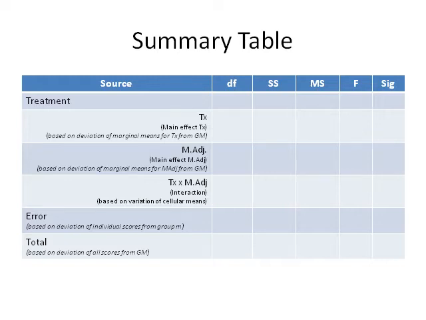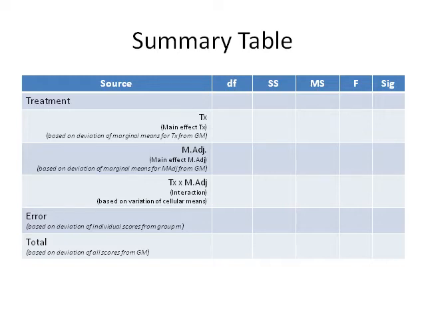First, let's look in the source column to the sources of variance in a Factorial Anova. As in one-way Anova, total variance is partitioned into treatment and error variance. But the treatment or between subject variance is partitioned further in a factorial design. We have a treatment effect associated with the type of treatment independent variable and a separate treatment effect associated with the marital adjustment independent variable.